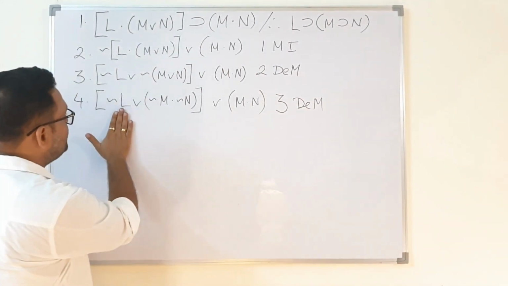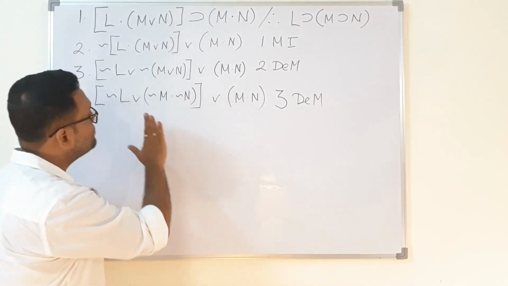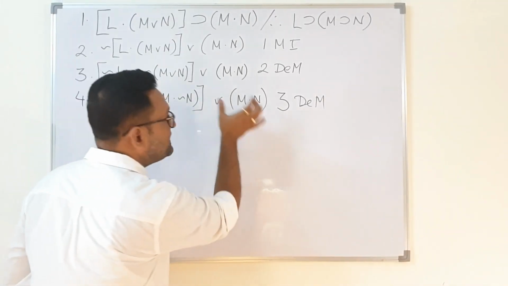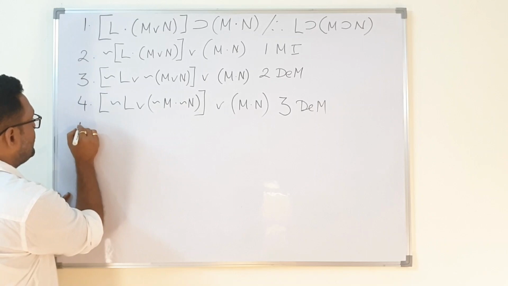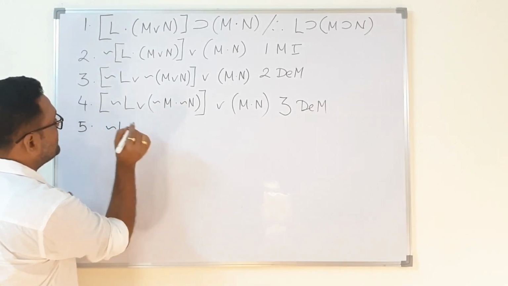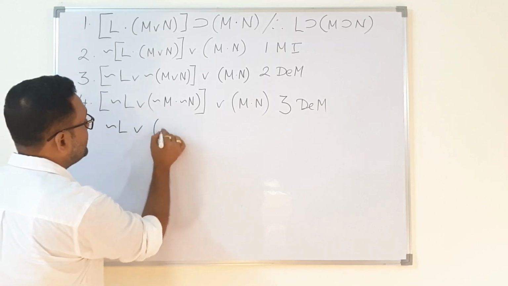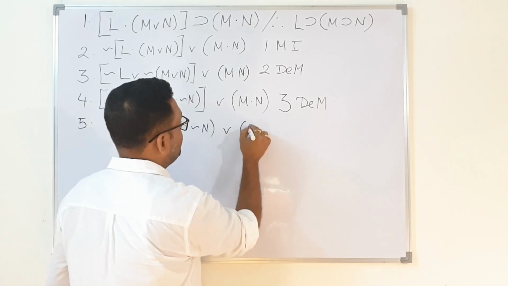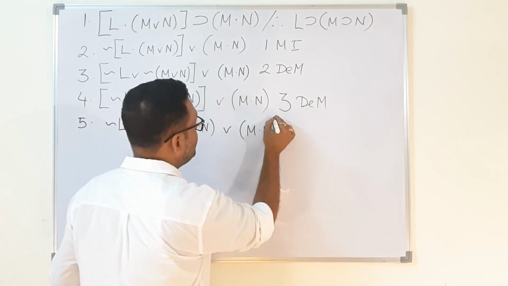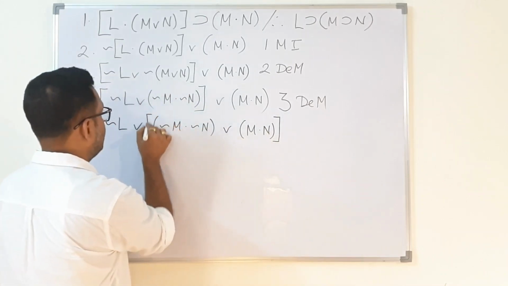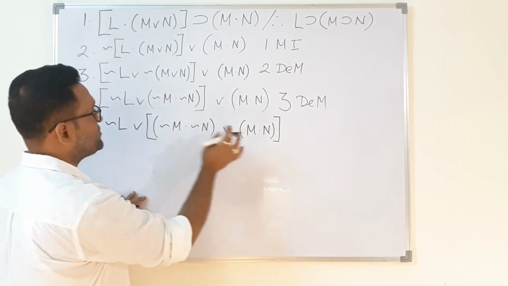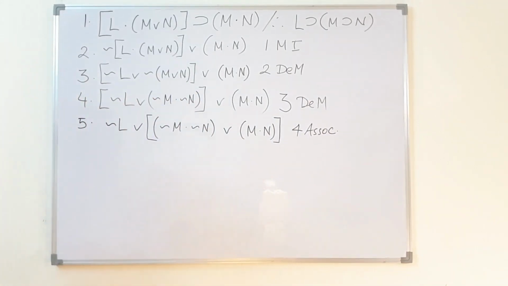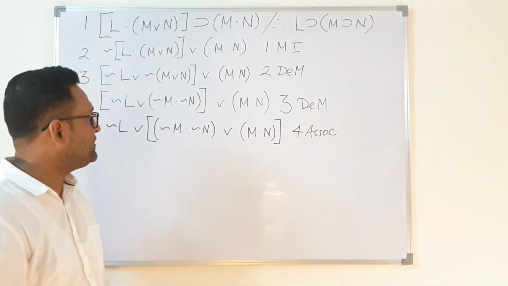Since it is P wedge Q wedge R, we can change the bracketing with the help of association and put these together. So let us try to do what I am saying. Step number 5: negation of L wedge negation of M dot negation of N wedge M dot N. I put the bracket here rather than here. I change the position of the bracket. So I have used association on line number 4, right? This is one simple step which you can do.